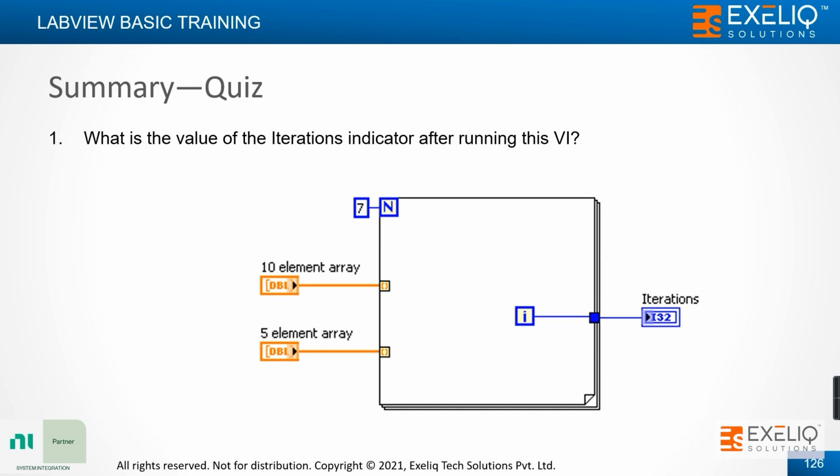As you can see, we have a for loop in front of us. 7 value has been wired to this N terminal. We have enabled auto indexing of 2 arrays of 10 element and 5 element respectively. So the question is, what should be the output of the iteration indicator? Let us quickly pause the video for a minute and try to get the right answer.